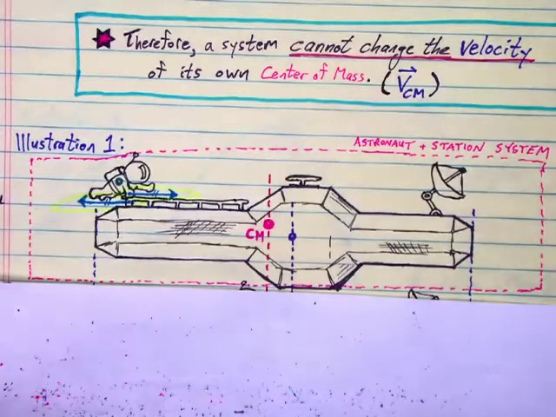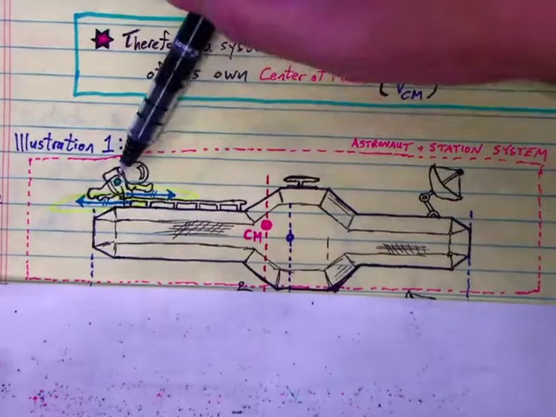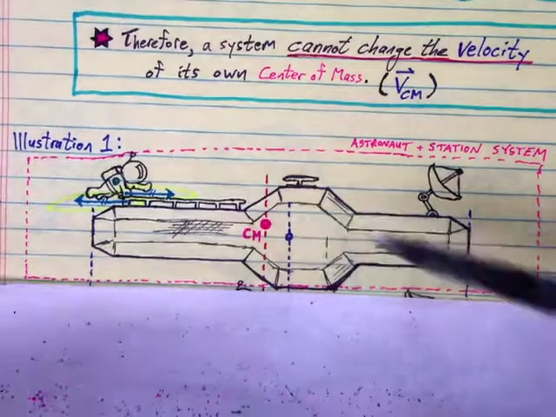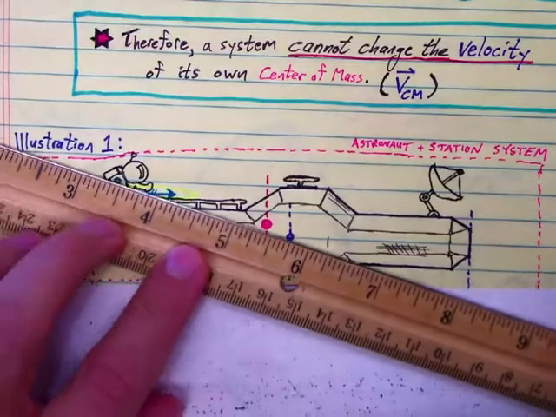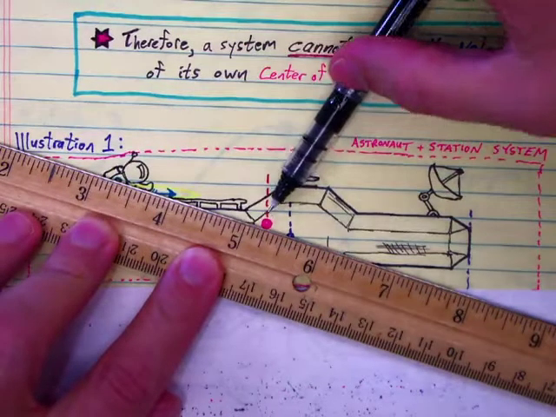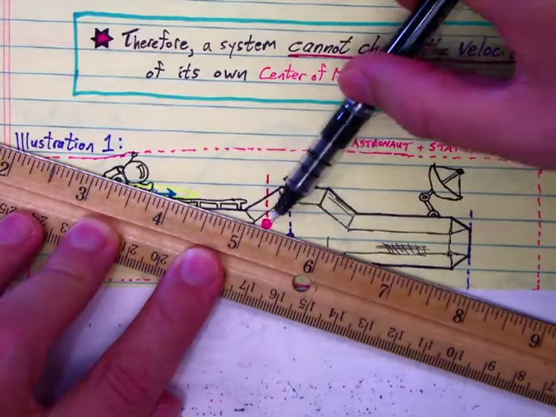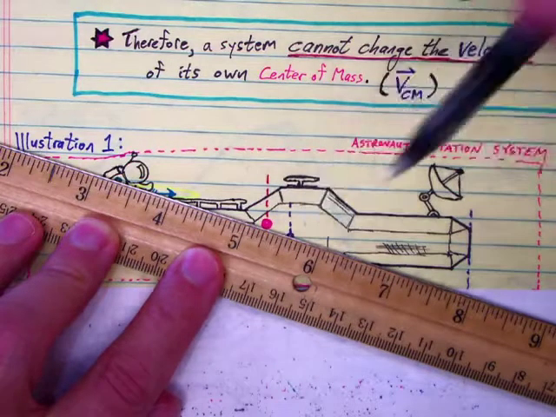So, illustration number 1. Suppose we've got here an astronaut working on a space station, and we'll consider this the astronaut plus station system. Here's the center of mass of the astronaut in green. Here's the center of mass of the station in blue. And there, along the line connecting those two, in between them, in pink here, will be the center of mass of the astronaut plus station system. It's a little closer to the center of mass of the station, since the station's more massive than the astronaut is.